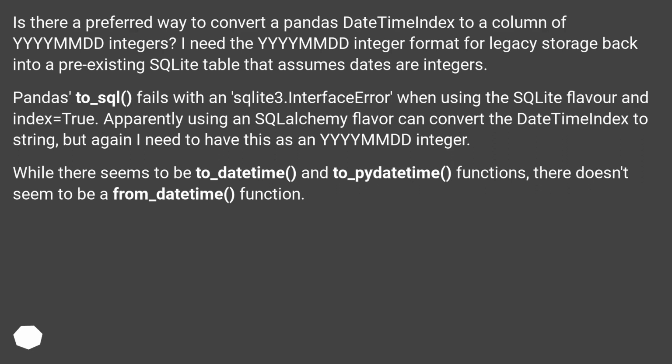Pandas to_sql fails with an SQLite3 interface error when using the SQLite flavor and index equals true. Apparently using an SQLAlchemy flavor can convert the DateTimeIndex to string, but again I need to have this as a YYMMDD integer. While there seem to be to_datetime and to_pydatetime functions, there doesn't seem to be a from_datetime function.